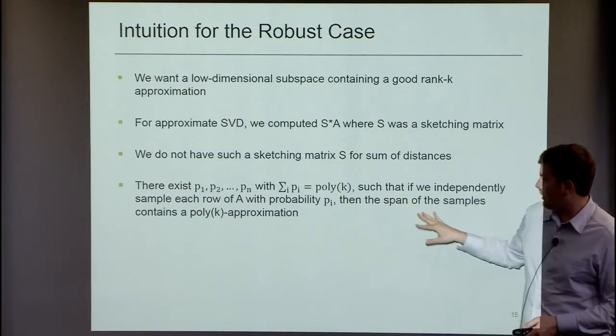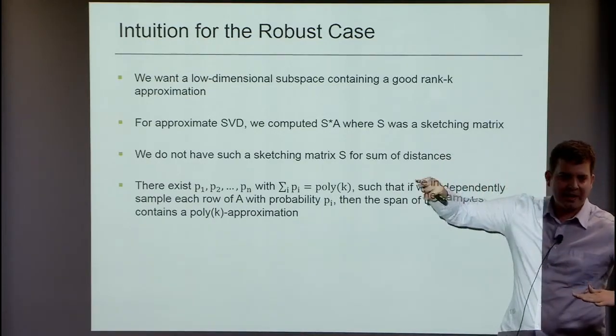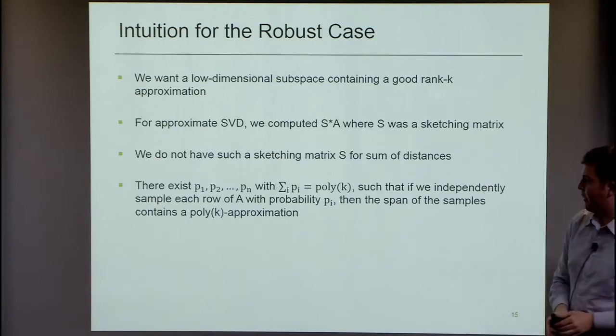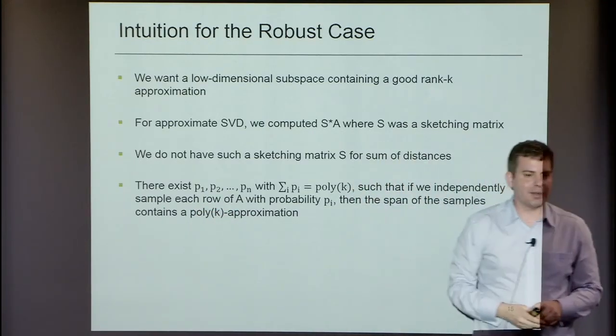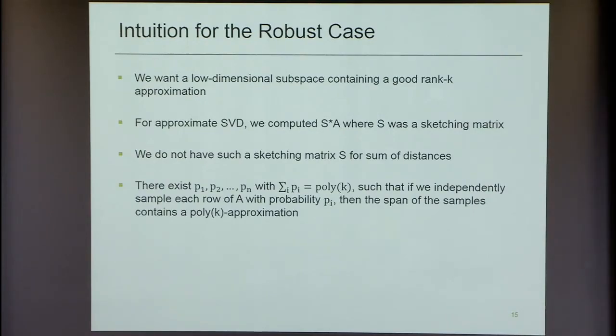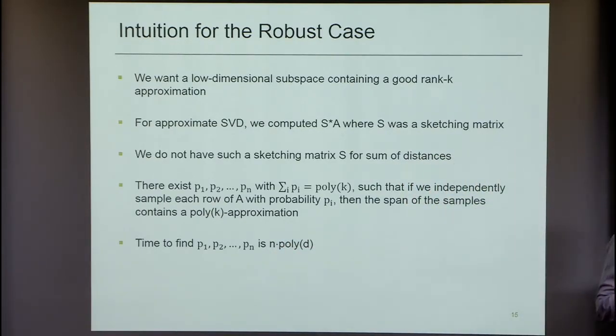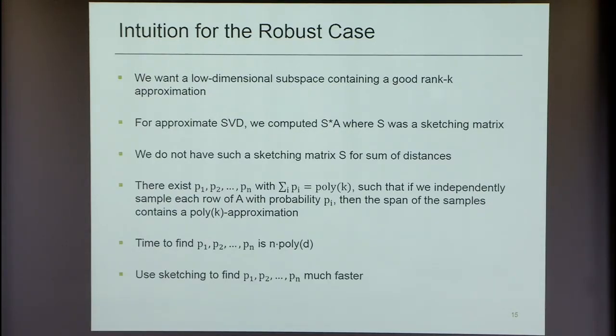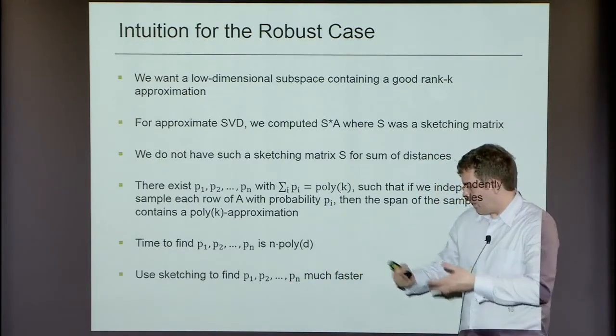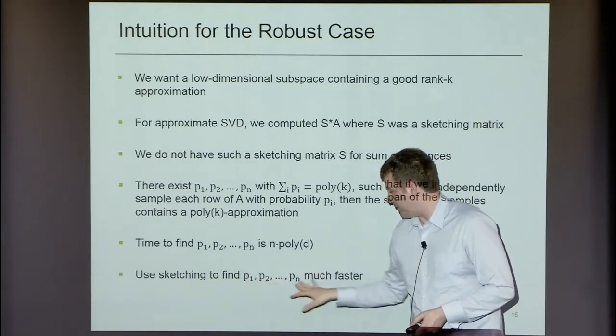Moreover, the guarantee is not that the space I get contains a good 1 plus epsilon approximation. The guarantee is that it contains a much cruder poly k approximation. But we'll be able to bootstrap given such a coarse approximation. So there exist these probabilities. So what? We want to do this fast. The time to find these probabilities, the previous best algorithm was n times poly d, which is not so exciting. So it turns out that we'll use sketching, again, reducing the problem to a smaller instance of itself, to find these probabilities much faster.